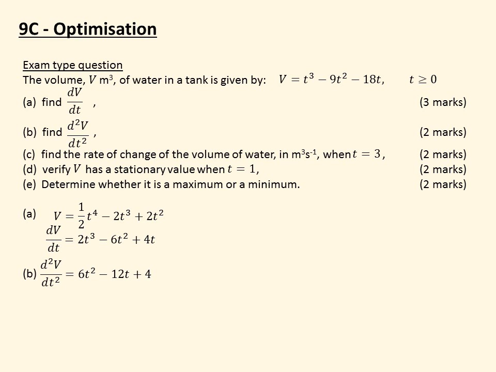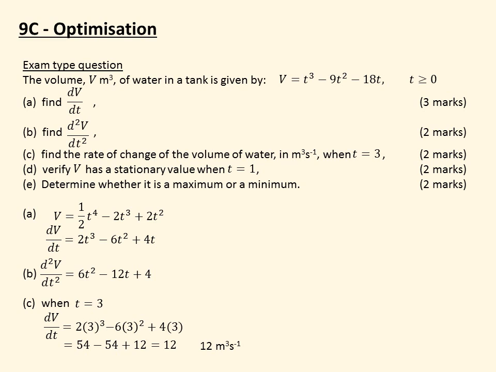Now on to part C. To find the rate of change of the volume of water, because we're talking about rate of change, we're talking about dV/dt, the rate of change of V with respect to time. So we need to put t equals 3 into that first derivative. We get the value 12. So the rate of change is 12 metres cubed per second.